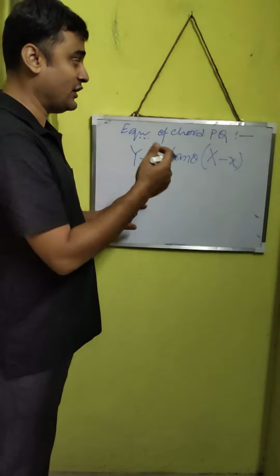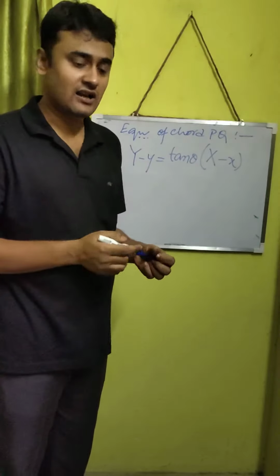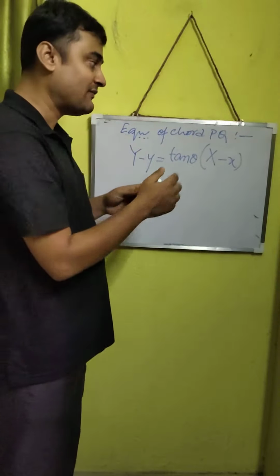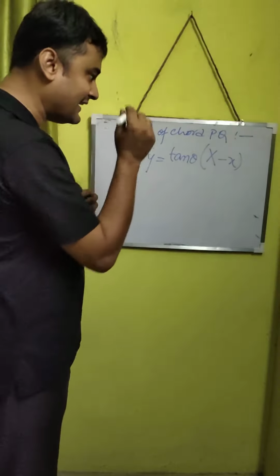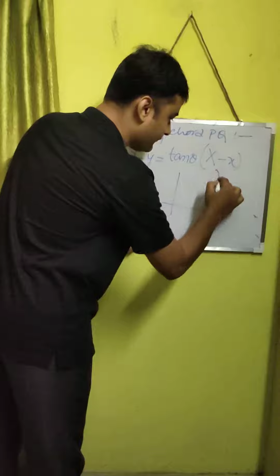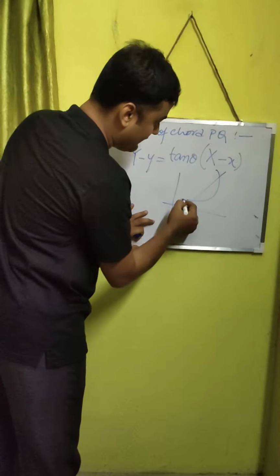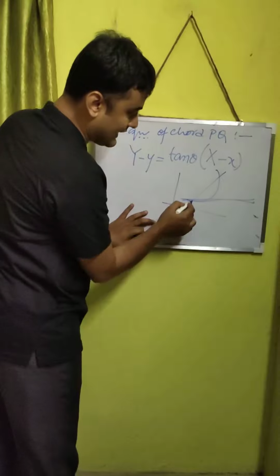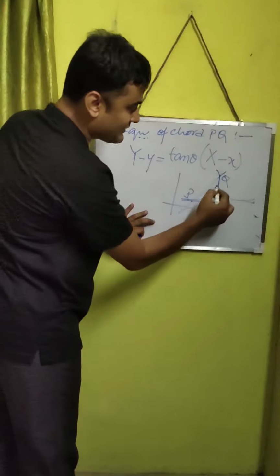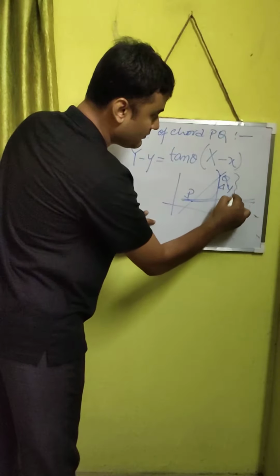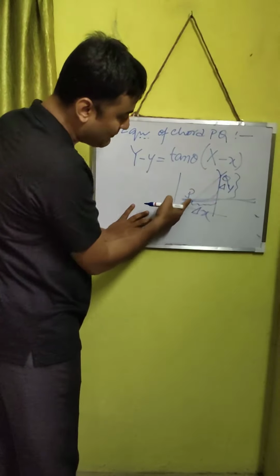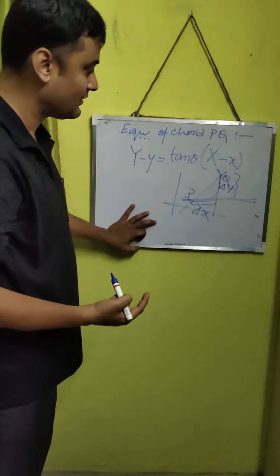Now what did we discuss in this video class earlier? How a chord becomes a tangent. If the point Q slides towards P, then this becomes a tangent. Let me draw the figure. This is the chord and this is the tangent at this point. So in order for Q to come towards P, what happens? This portion is delta y and this portion is delta x. In order for Q to come towards P, delta y must be 0.